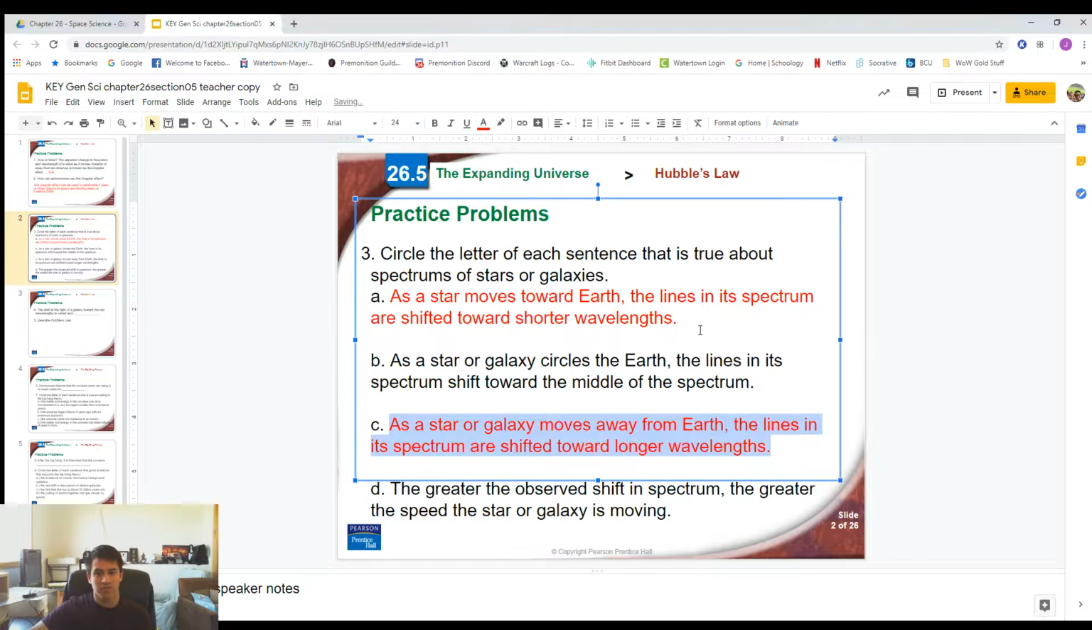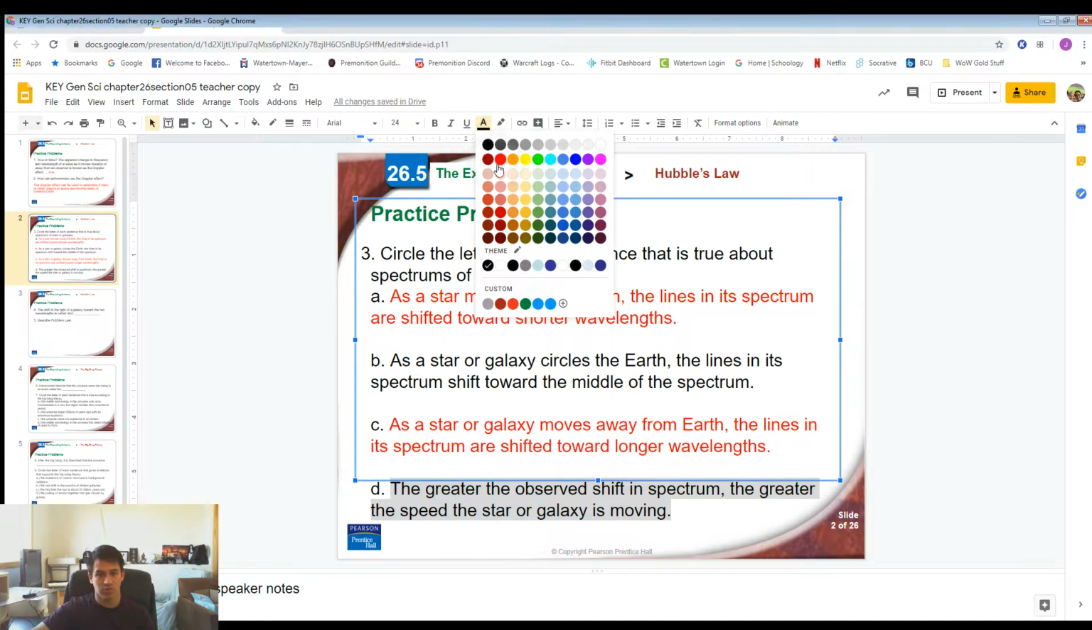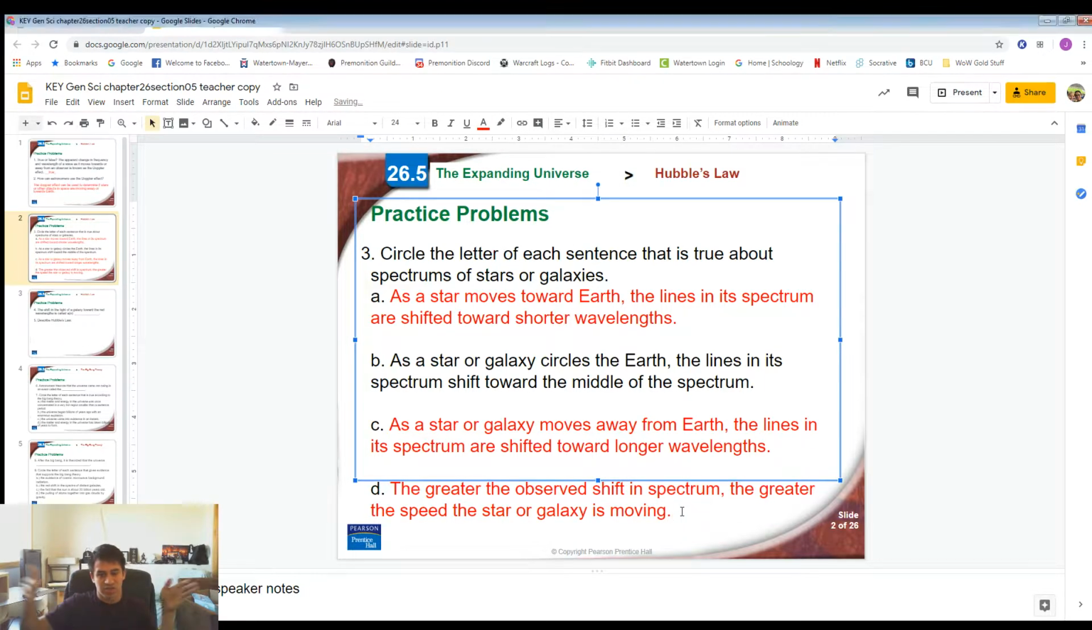So, if it's moving towards Earth, the wavelength gets bunched up. If it's moving away from Earth, the wavelengths get spread out, and they would be shifted towards longer wavelength or red color. We call this redshift. Lastly, letter D, the greater the observed shift in spectrum, the greater the speed the star or galaxy is moving. That is also true. So the greater the shift in the spectrum, the faster the galaxy is moving away from us or towards us.